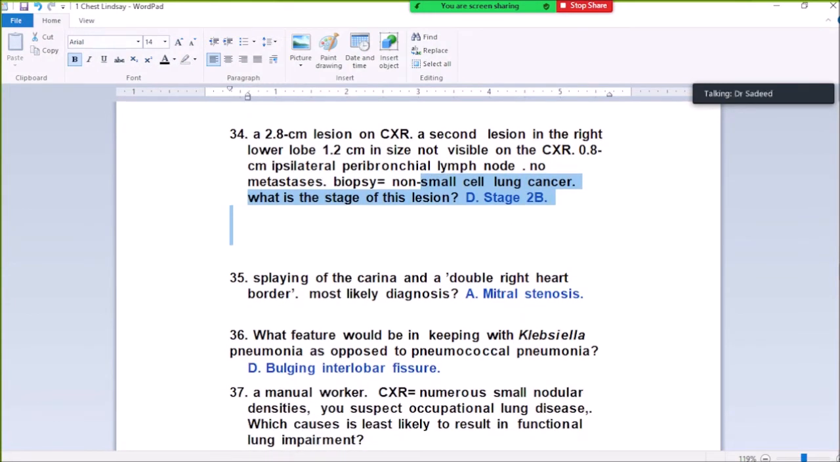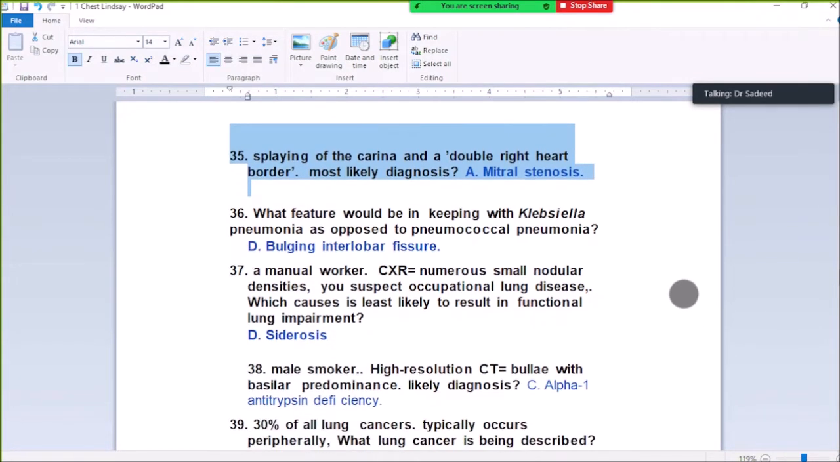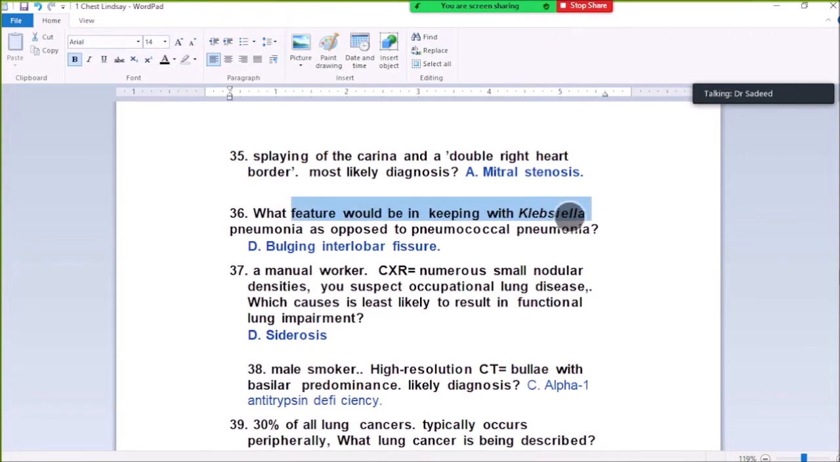Question number 35. Splaying of the carina and double right heart border, most likely diagnosis is mitral stenosis. Question 36. Which feature would be in keeping with Klebsiella pneumonia as opposed to pneumococcal pneumonia? Bulging interlobar fissure shows Klebsiella pneumonia.